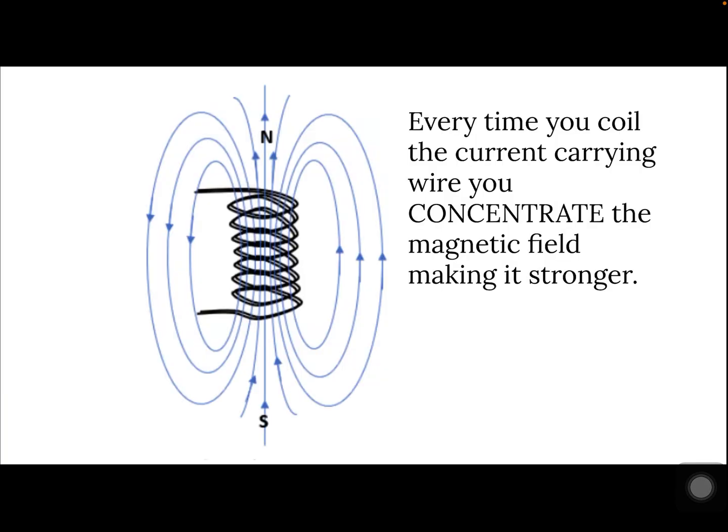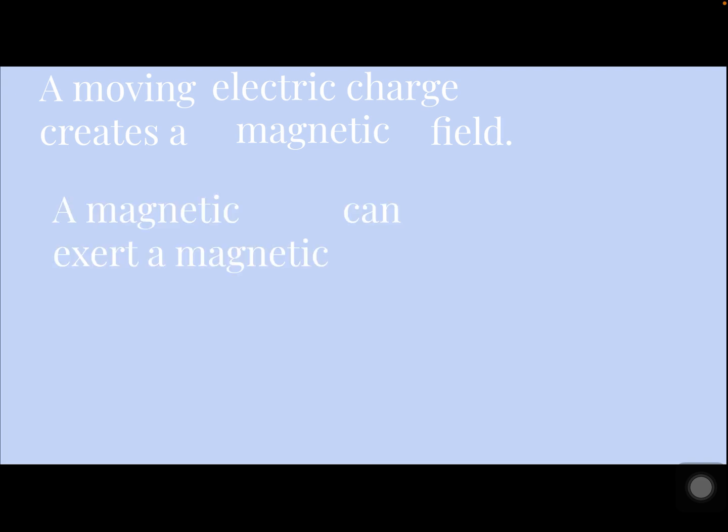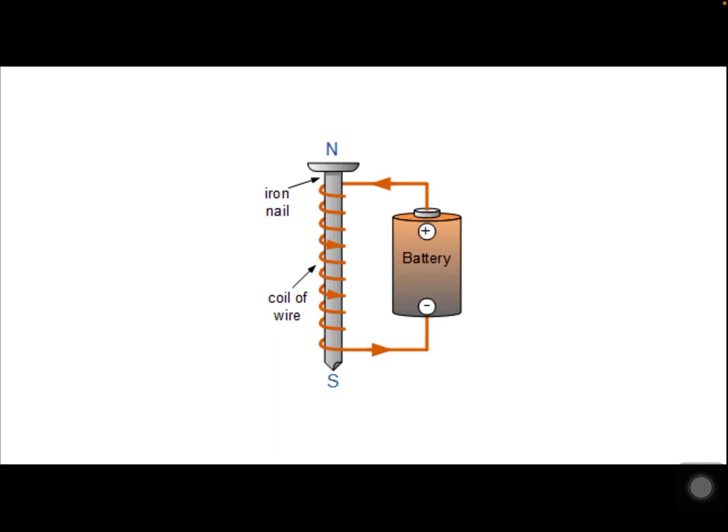Just remember that word. Every time you coil the current carrying wire, you concentrate the magnetic field, making it stronger. Remember, that's called a solenoid. And this is all based on the idea that a moving electric charge creates a magnetic field. And a magnetic field can exert a magnetic force. And a magnetic force can push or pull on a magnet or anything made of iron, or even another electromagnet.